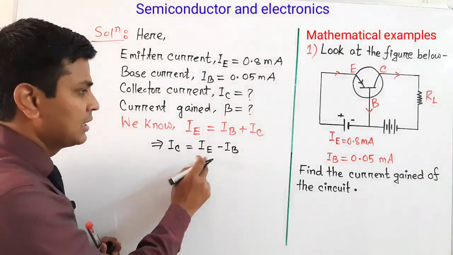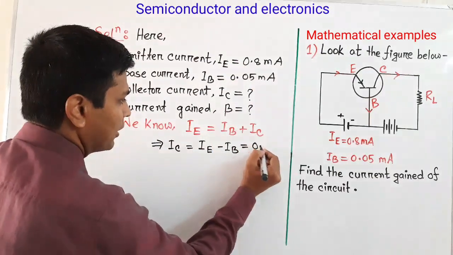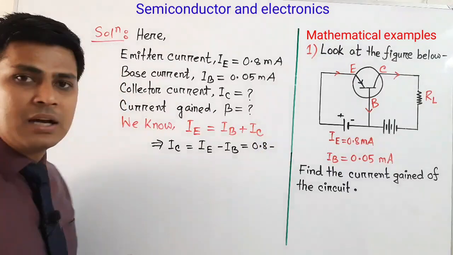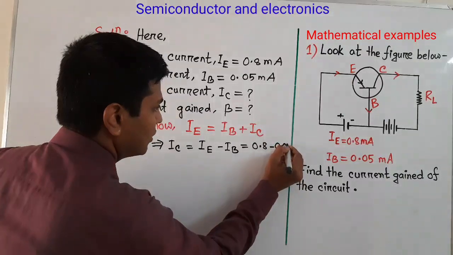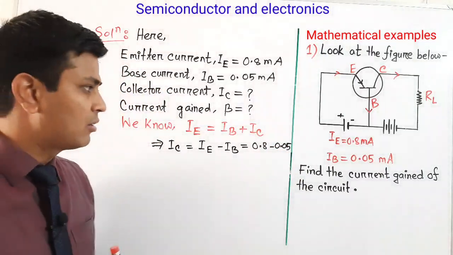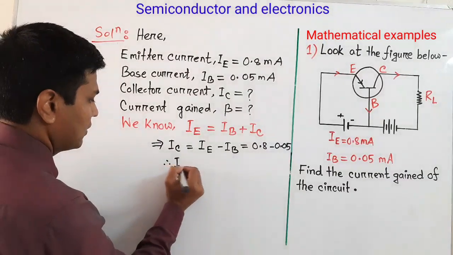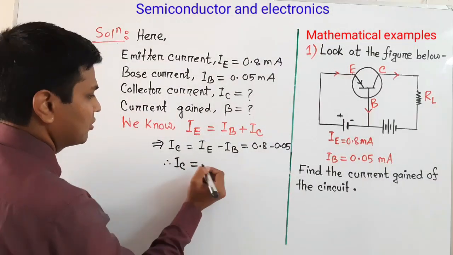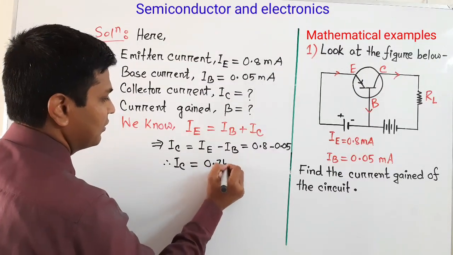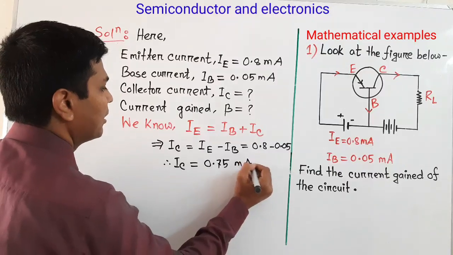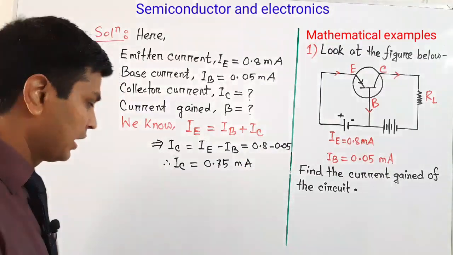Here IE is given as 0.8, and IB is the base current, whose value is given here as 0.05. After calculating this expression, we will get the collector current, whose value is 0.75 milliampere.